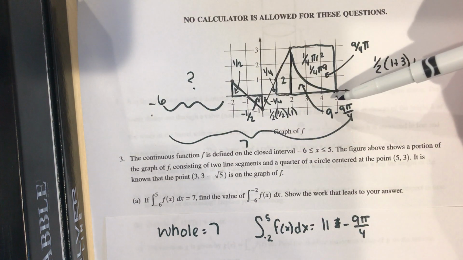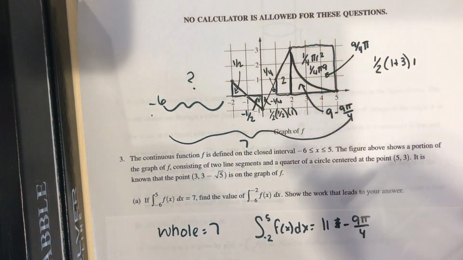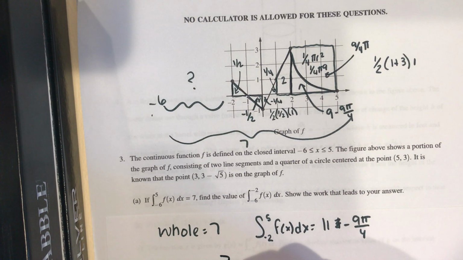So that's just this section. The whole thing is 7, so I'm going to take 7 and subtract the 11 minus 9 pi over 4.